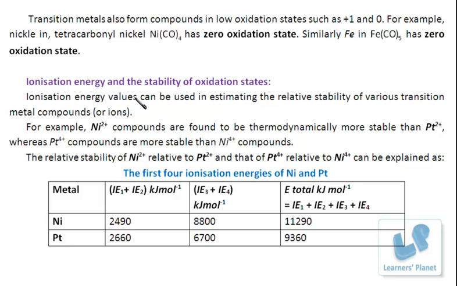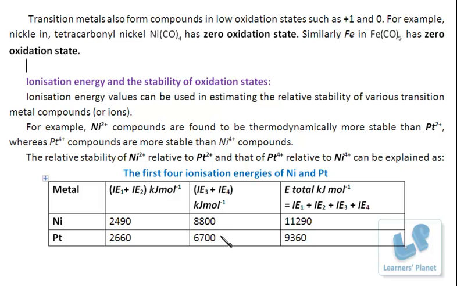Now let's see the ionization energy and the stability of the oxidation states. Of course, the stability of a particular oxidation state will depend upon the ionization energy also. For example, nickel 2+ compounds are found to be thermodynamically more stable than platinum 2+ compounds, whereas platinum 4+ compounds are more stable than nickel 4+ compounds.